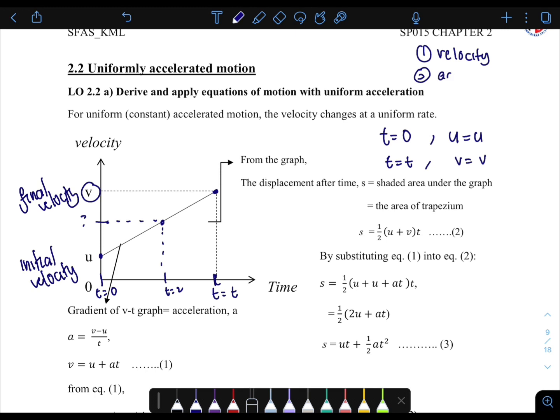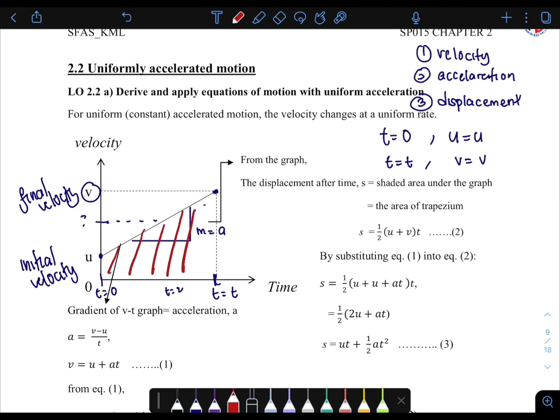The second piece of information we can gather is the acceleration, where the gradient of the velocity versus time graph gives us the acceleration. We have also looked at this in our previous subtopic. This is the gradient of the graph, and this gradient represents the acceleration. And the final piece of information is the displacement. Displacement comes from the area under the graph. So this is the area under the graph, and this whole area here is our displacement.